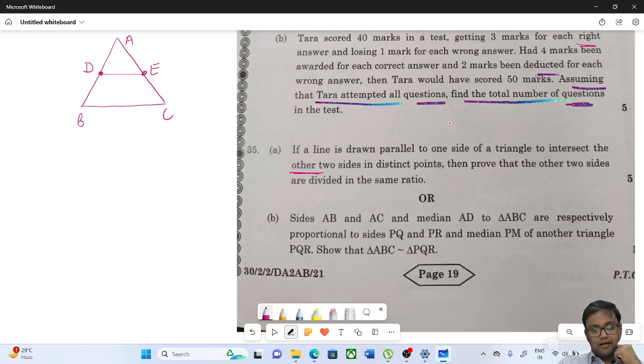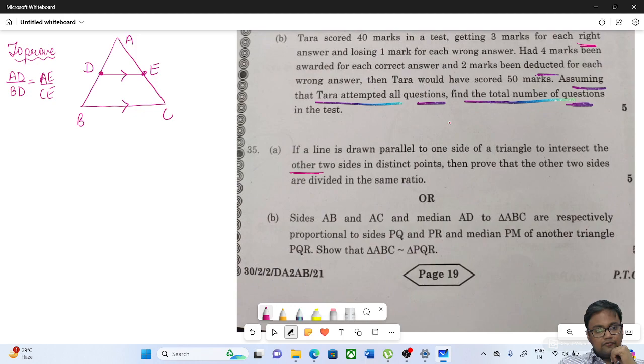अच्छा ये line parallel भी है, so DE is parallel to BC. We need to show that the other two sides are divided in the same ratio. That is what you are supposed to prove: AD upon BD is equal to AE upon CE. So children, this is nothing but the famous Thales theorem.